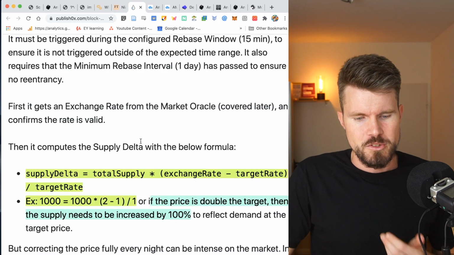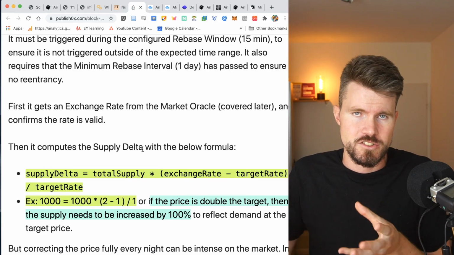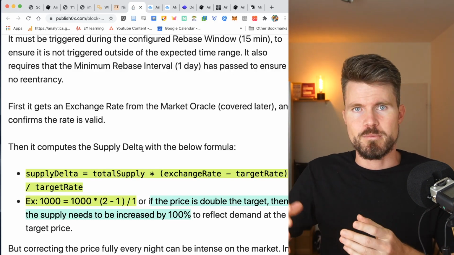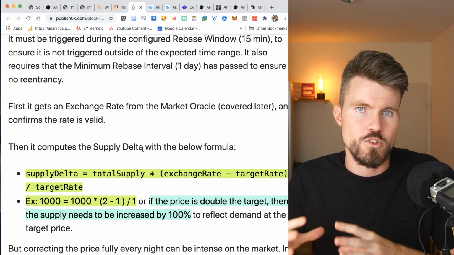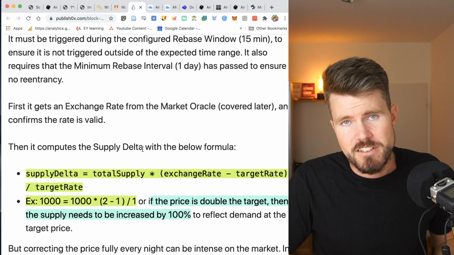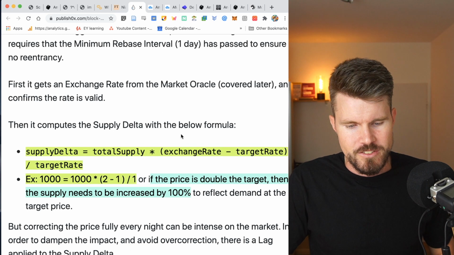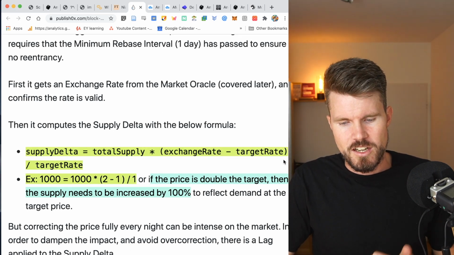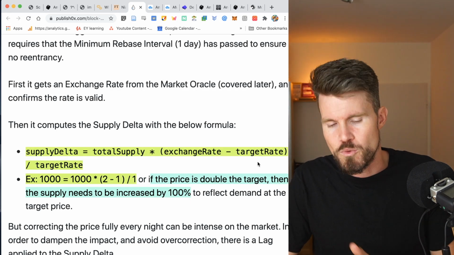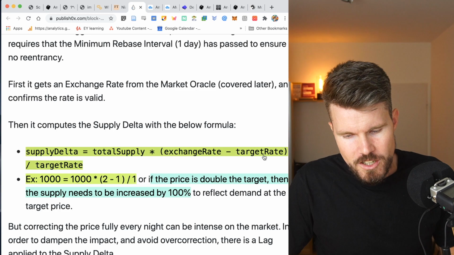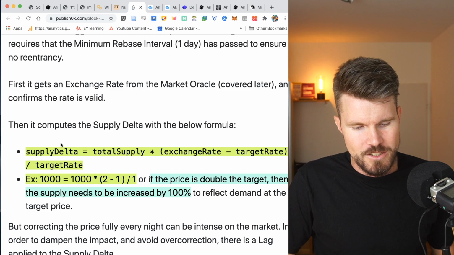What is important is the supply delta, and the supply delta means the amount that the circulating supply will be changed. So if it's above $1, that means how many tokens will be added, and if it's under $1, how many tokens will be removed from the circulating supply. So the very basic formula looks like this. Supply delta equals total supply times, in parentheses, exchange rate minus target rate. So if you'd have the exchange rate at the moment, maybe $2 on the exchange, and the target rate would be $1, you do exchange rate minus target rate, close parentheses, divided by target rate. And this would give you the supply delta.